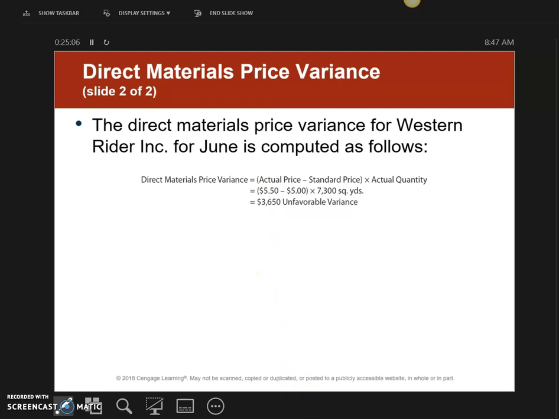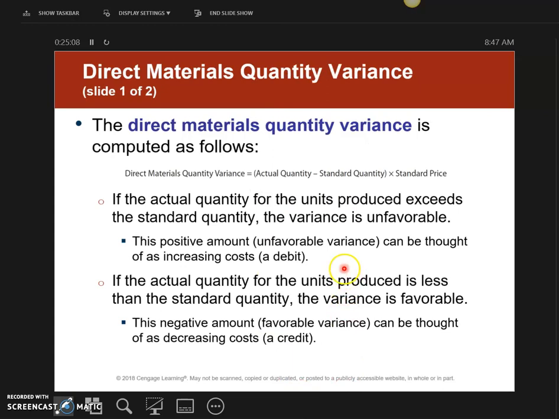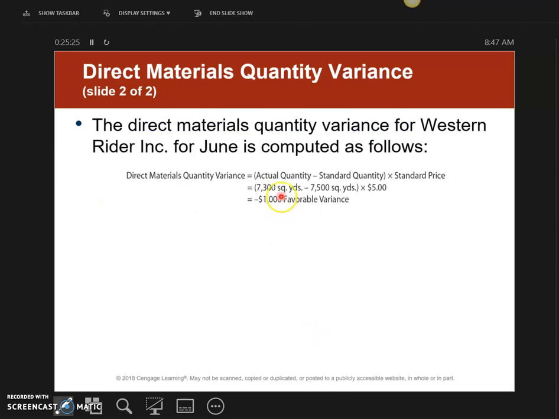Now we're going to move to the quantity. So the quantity is this formula. The actual quantity minus the standard quantity times the standard price. And on my sheet, I will use acronyms that say AQ minus SQ times SP. So here we go, my actual quantity minus my standard quantity. Now notice the format I have. So I'm going to end up at a negative 200 yards times my standard price of $5. So my number is negative. When it's negative, immediately you know that it is favorable.